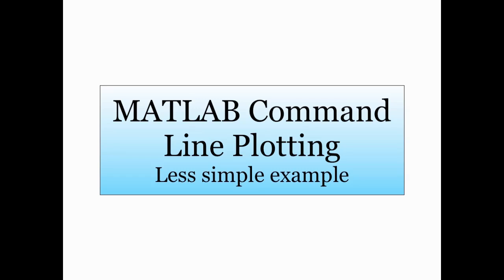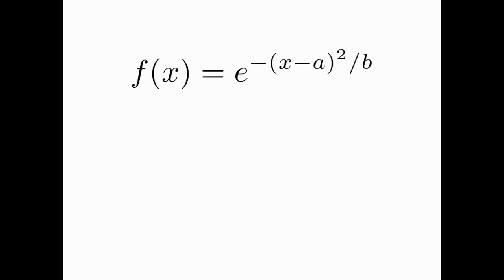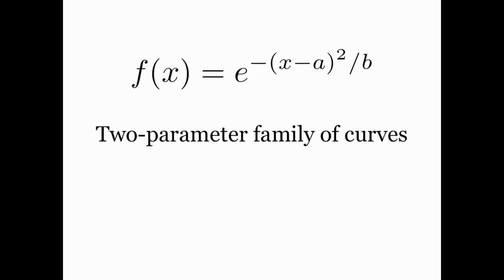Hello and welcome to the screencast where we're going to do a little bit more command line plotting in MATLAB, this time with a little more complicated example. Here's the function I'm going to work with this time. This function will actually trace out the bell curve or the normal distribution, which is a very commonly used curve in statistics and probability. It's called a two-parameter family of curves because there's one variable, x, and then there are these two what are called parameters, a and b.